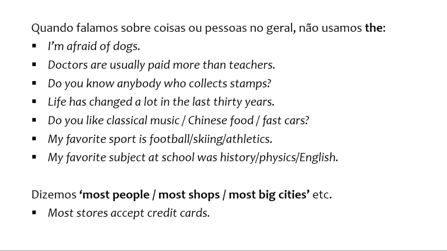Quando falamos sobre coisas ou pessoas no geral, nós não usamos the. Por exemplo, I'm afraid of dogs. Eu tenho medo de cachorro. Então, coisas no geral. Aqui, os animais no geral. Doctors are usually paid more than teachers. Médicos são geralmente mais pagos do que professores. Então, todos os médicos, todos os professores.